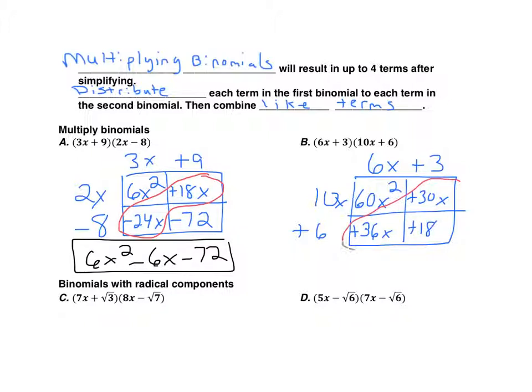Again, our diagonals are like terms. So when we combine, we have 60x squared. 36 and 30 is 66x plus 18.